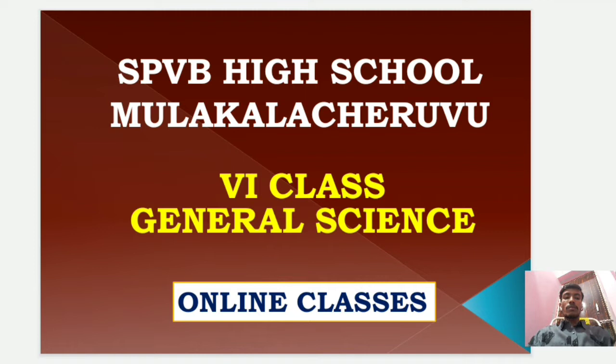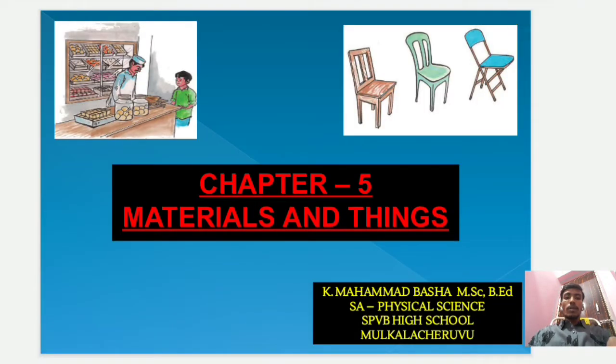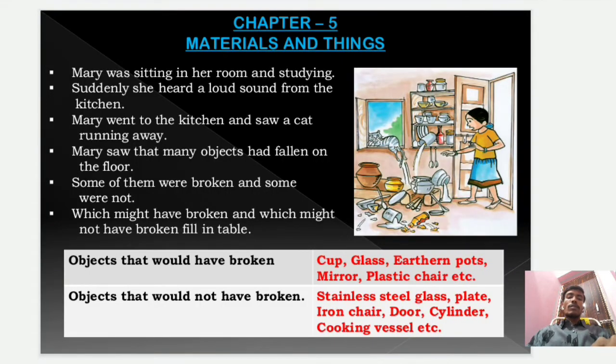In this video, we are discussing 6th class general science, chapter number 5, Materials and Things. Students, we discussed materials and things, and the differences between materials and things, in this chapter. Students, observe the picture.